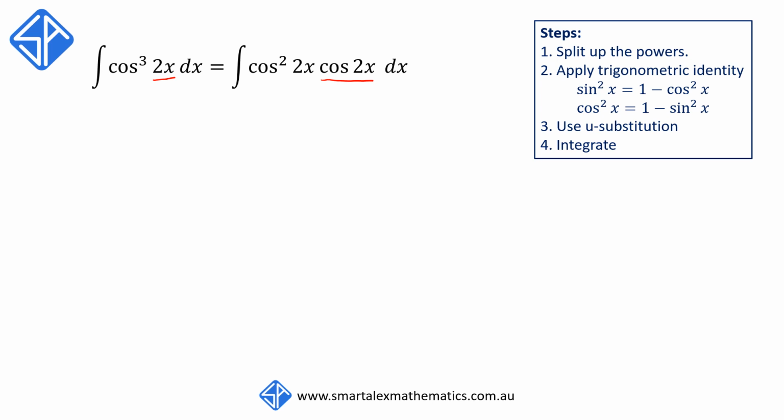Next, we want to express cos squared 2x in terms of sine squared 2x. And we can use this identity here and replace cos squared 2x with 1 minus sine squared 2x so that we have 1 minus sine squared 2x times cos 2x dx.